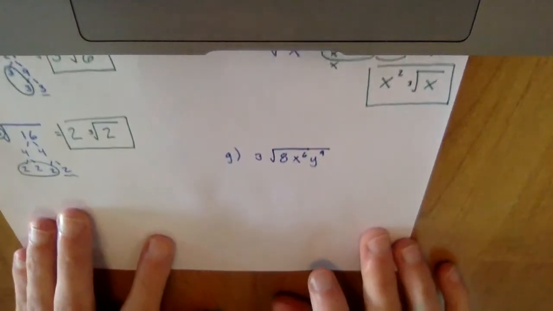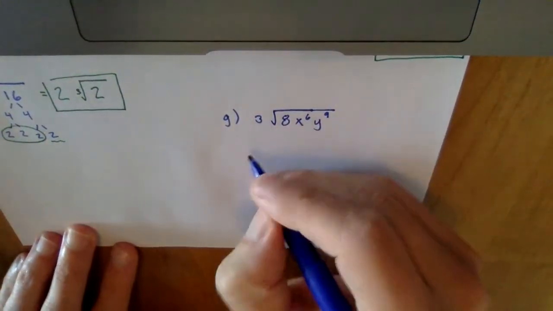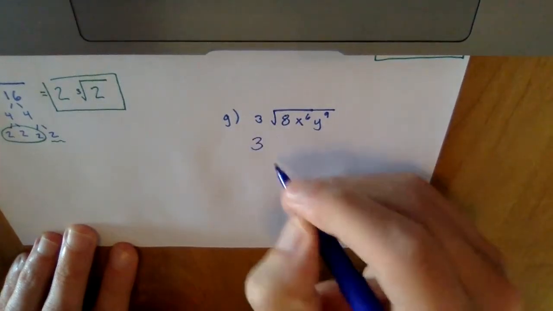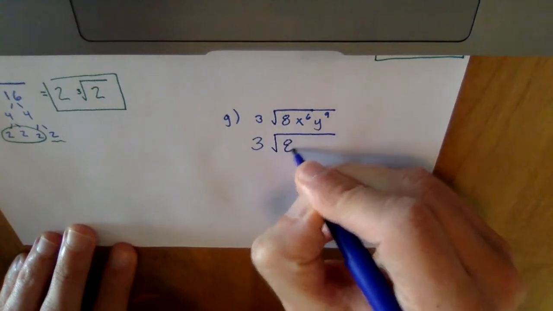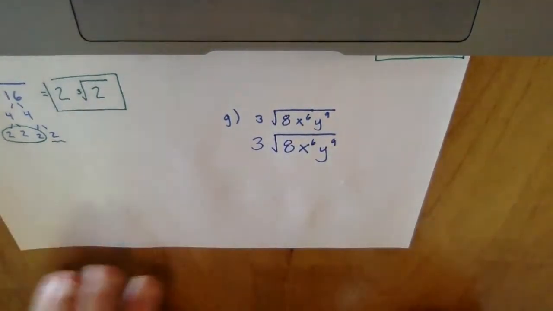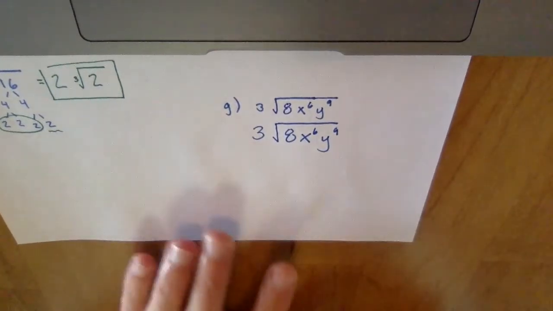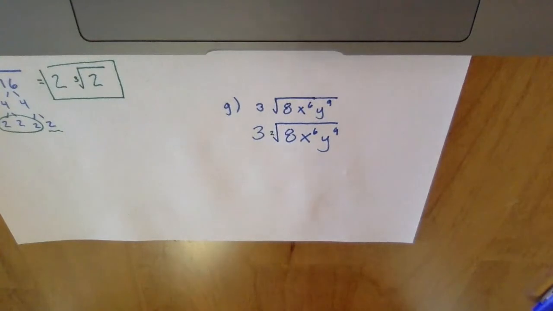And then we'll go to the last one, letter G here, kind of putting it all together. This is a big 3 on the outside, so I'm going to rewrite this so you can see a little bit clearer. That's a big 3, and then we have the square root of 8, x to the 6th, y to the 9th. Okay, so remember, if there's no number on the outside, that's an implied 2, so we're looking for pairs here.